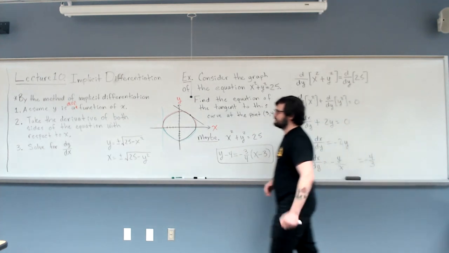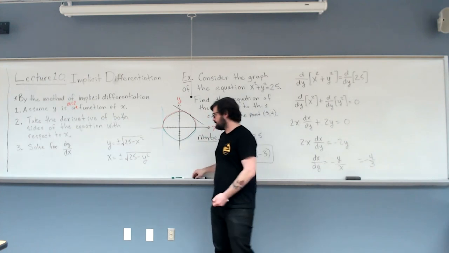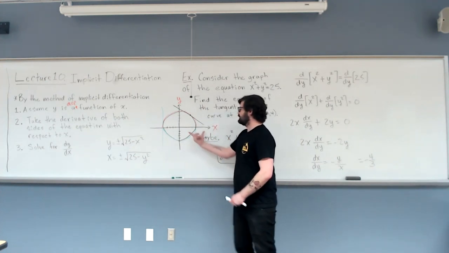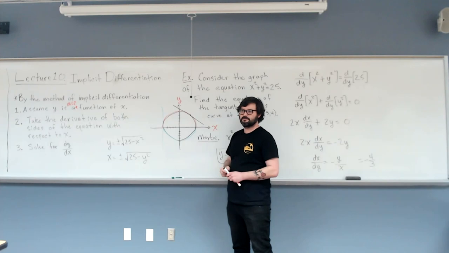So this is setting ourselves in the axis x, y, this way, right? So these are the positive values of x, those are the negative values of x, these are the positive values of y, these are the negative values of y, right?